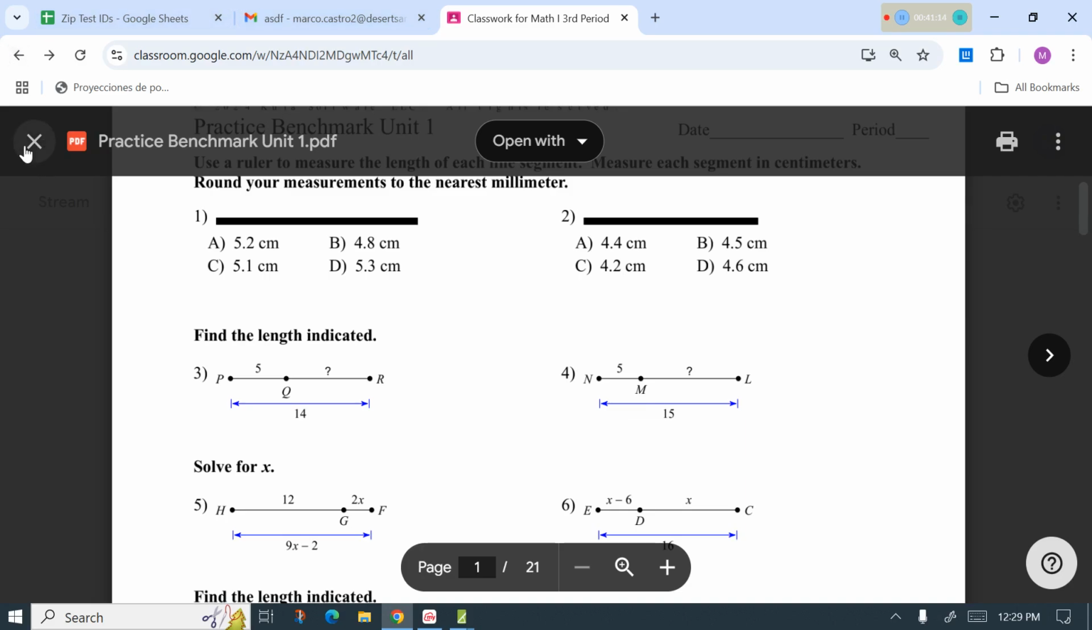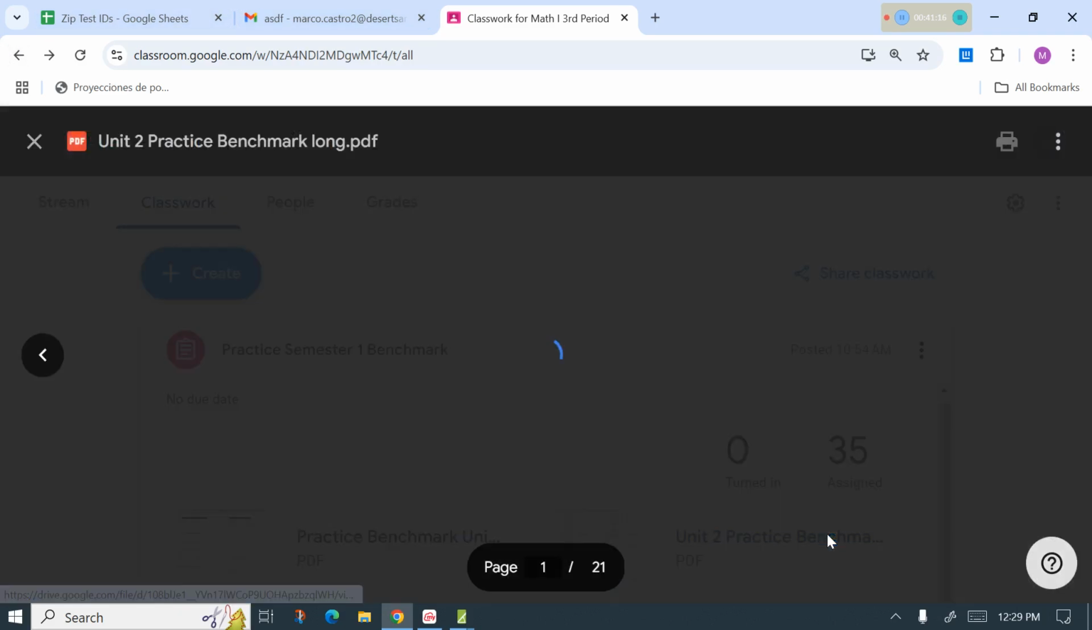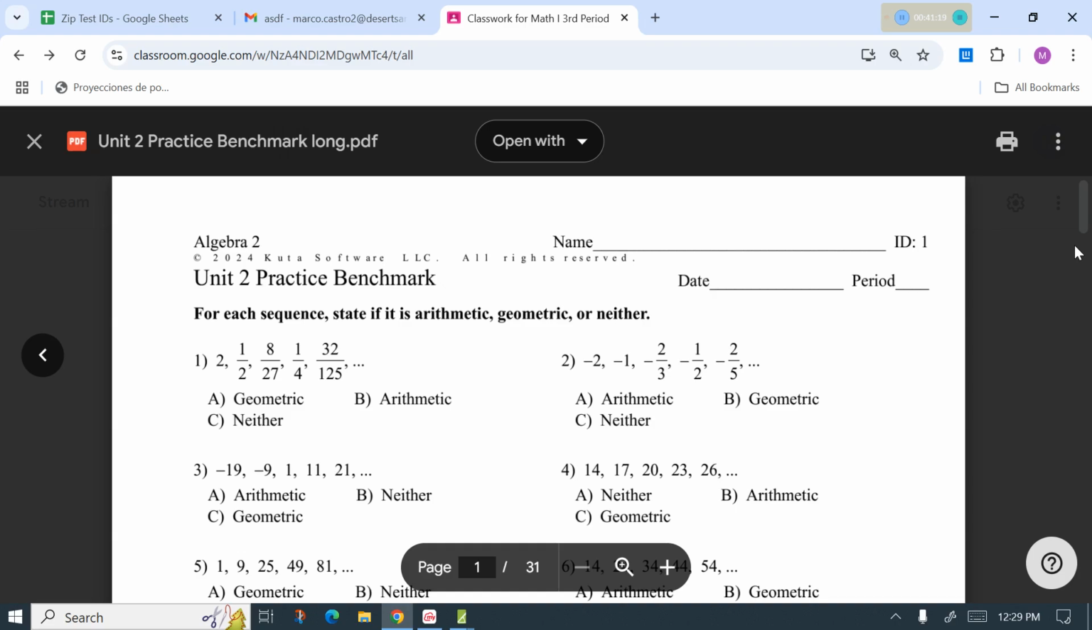There's also more practice from Unit 2, and you guys could do that too in the case that you need more practice. All right. Good luck.